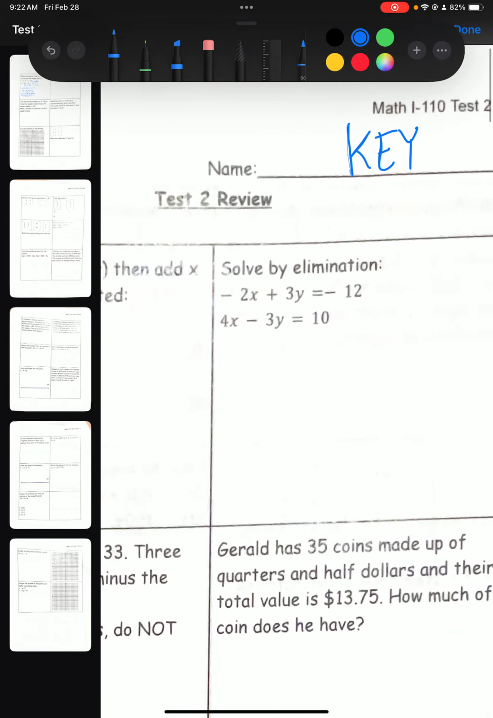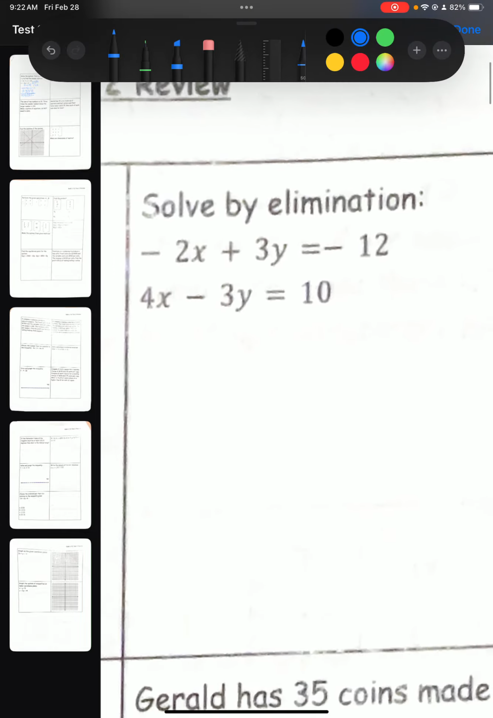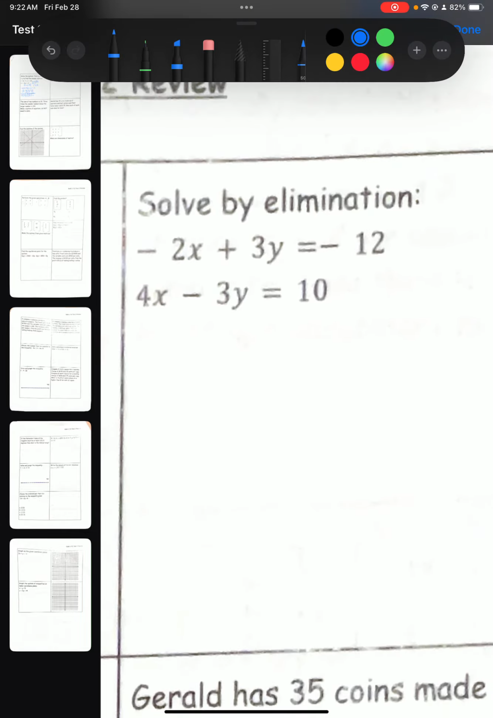Alright, on to the next one, solve by elimination. So this is where we're wanting to get it to a number where when we add it together, we get rid of a variable, right? So now we already have a positive 3y and a negative 3y. So let's add these two up. That gets us 2x equals negative 2. Divide by 2 from both sides. We have x equals negative 1.